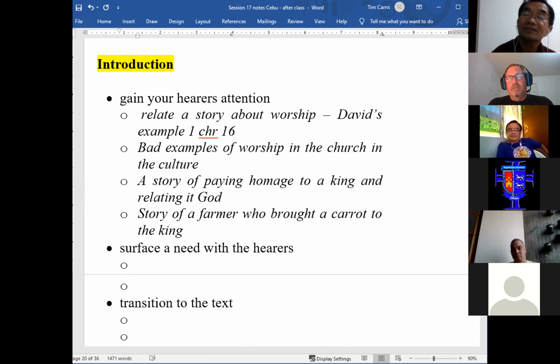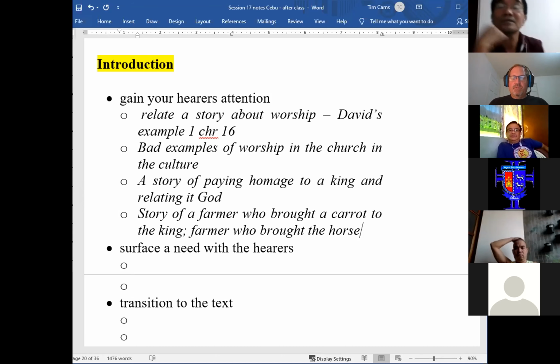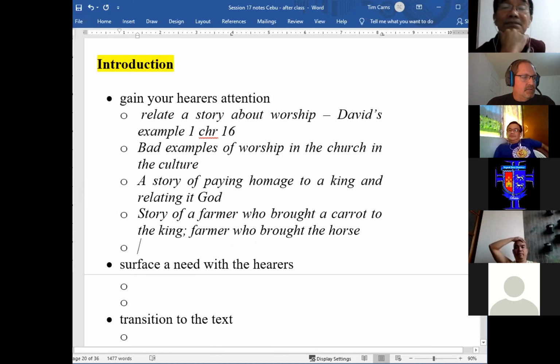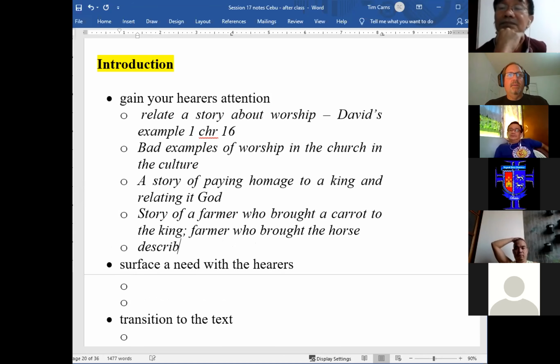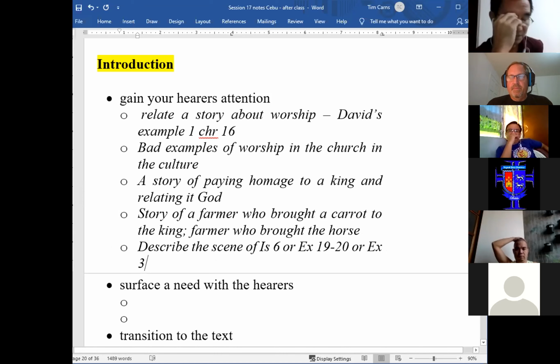Yeah, that's really good. So farmer, and then you just need enough notes here to remind you of the story. You can write it out in full when you do the manuscript if you decide to use this for your introduction. But right now we're just doing bullet points to summarize maybe some key ideas. Maybe describe the scene of Isaiah 6 or Exodus 19 or 20 or Exodus 3. Just open with the story, but from Scripture.